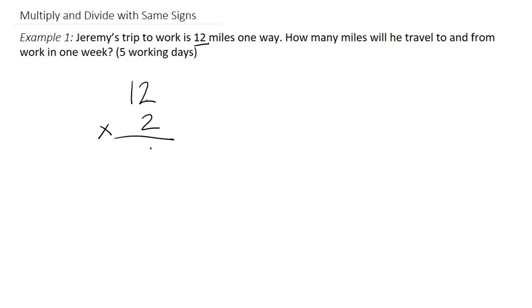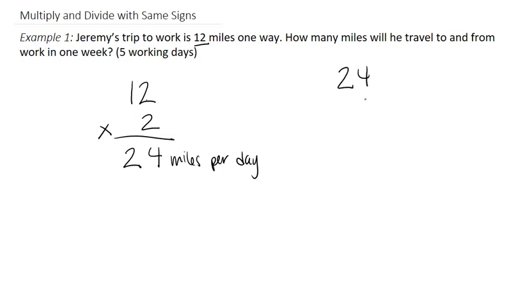2 times 2 is 4. 2 times 1 is 2. So he is traveling 24 miles per day. And then we need to multiply it by 5 in order to get the amount of miles he is traveling to and from work in 1 week.